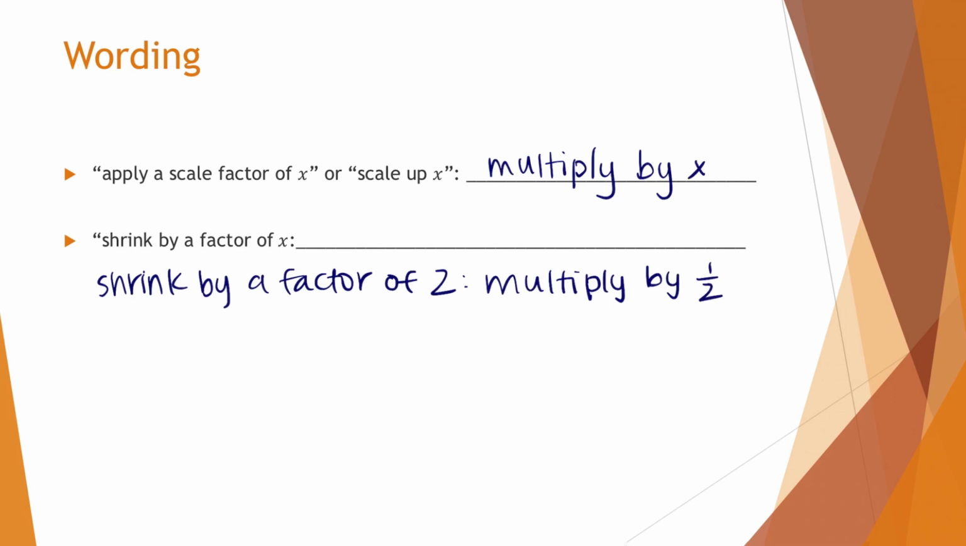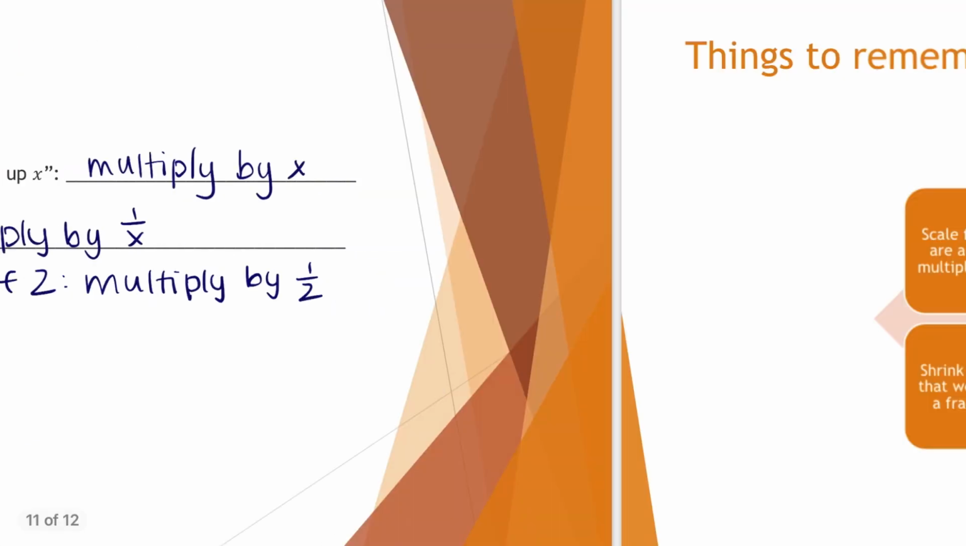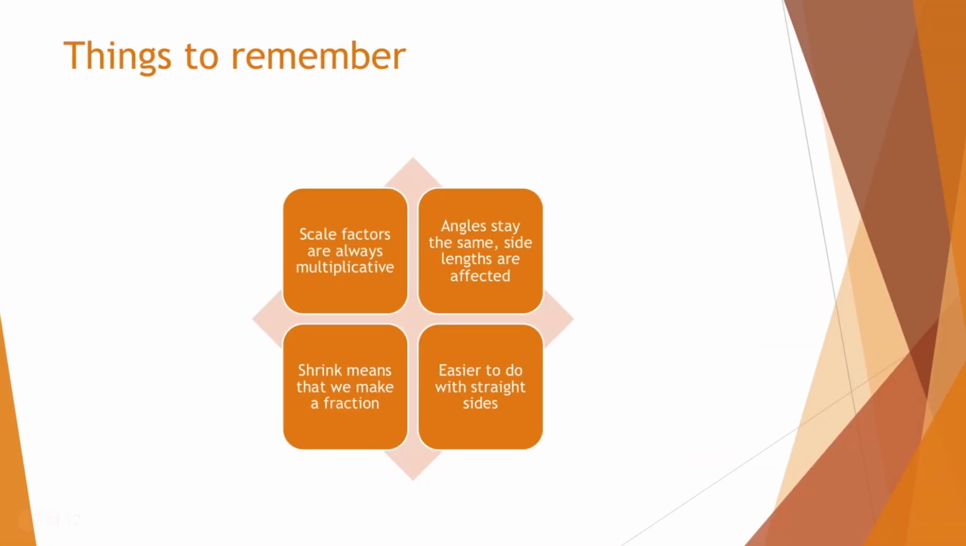by 1/2. The reason for this is that when we say shrink, we intuitively know it has to be smaller, so we can't multiply by 2. 2 would make it bigger. So when we say shrink by a factor of x, it means multiply by 1/x. This is just going to make it a fraction instead. So you just have to make the x into a fraction. So pause the video, write those down so that you know when you multiply by x and when you multiply by 1/x.